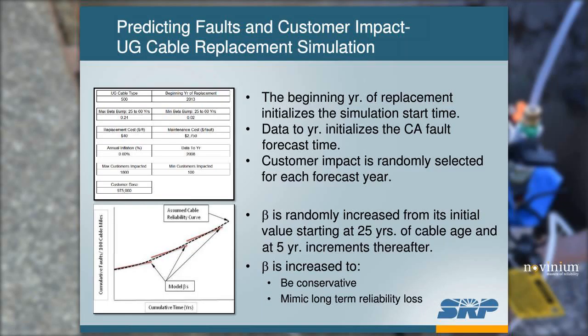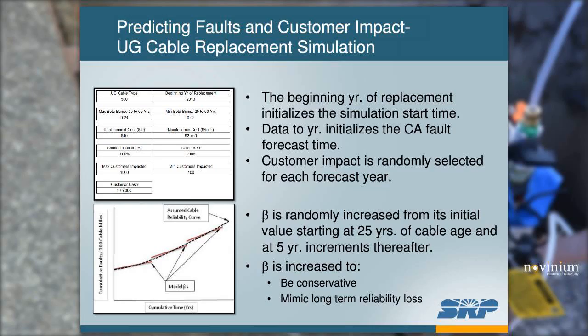And the way we do this is once the cable reaches 25 years of age, we randomly pick a number between the max and the min value you see here. In this case, it's 0.02 to 0.24, and we're going to add that to the current beta value. So at 25 years of age, it's going to kick that beta value up a little bit. Going forward, it's going to do this at every 5-year increment.